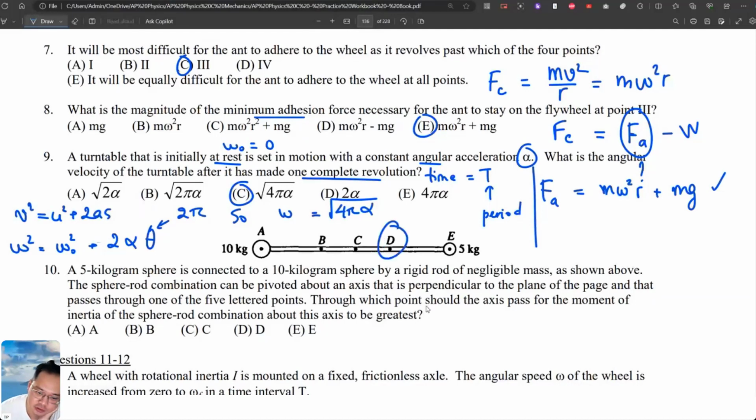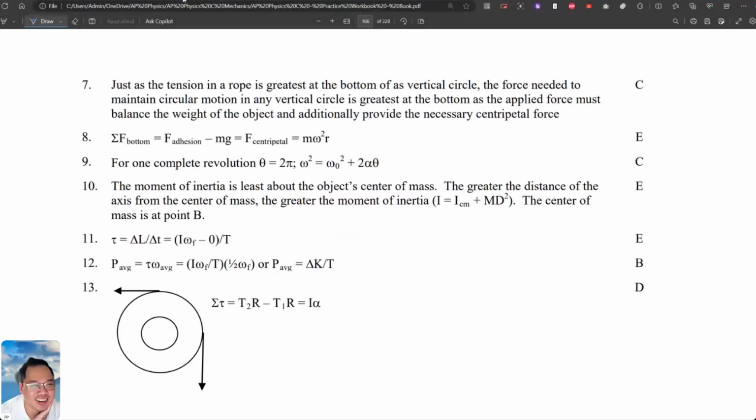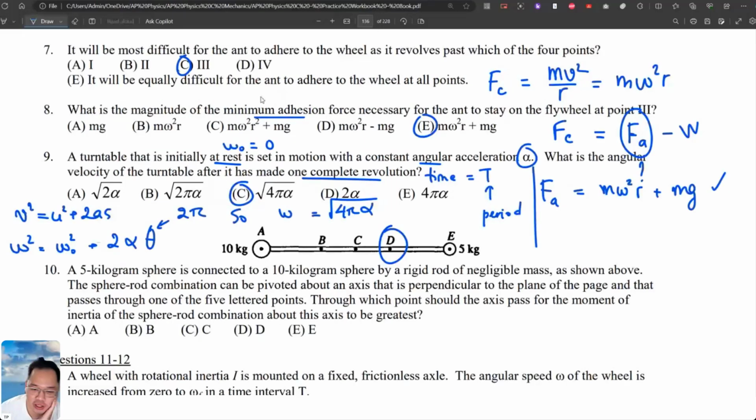Let's check my prediction first before I explain why. Answer E, not D. The point E. Oh, okay.